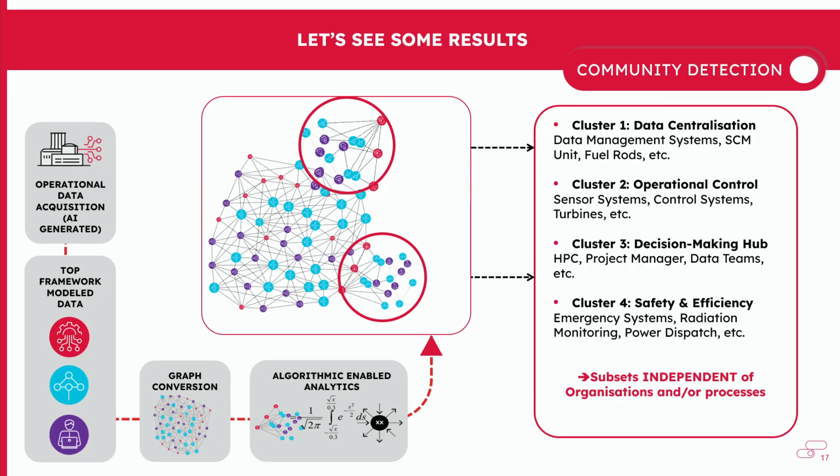Second, we talk about community detection. What it means is that, regardless of organization, regardless of business processes, we have some parts of our perimeter that are especially linked together as far as data flows are concerned. And that shows here, and we identify in our data set 4 clusters, named for the sake of the presentation: data centralization, operation control, decision-making hub, and safety and efficiency.